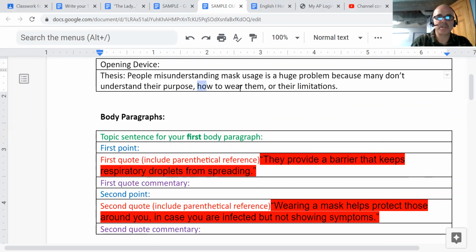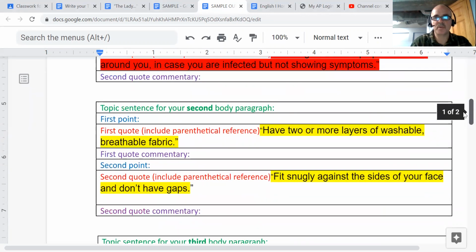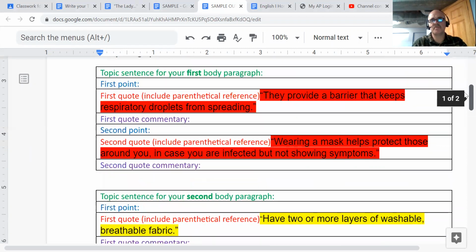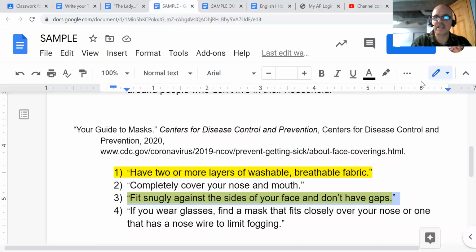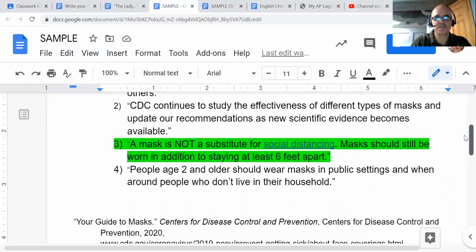Second part of my blueprint is how to wear them, right? So in my second body paragraph, I've put those two quotes that I knew I had in there. Have two or more layers of washable, breathable fabric and fit snugly against the sides of your face and don't have gaps. Okay, so putting the quotes in first is the easiest way to do that. So the third one was or their limitations. Now I had highlighted those in green and they actually came from two different sources, which is fine.